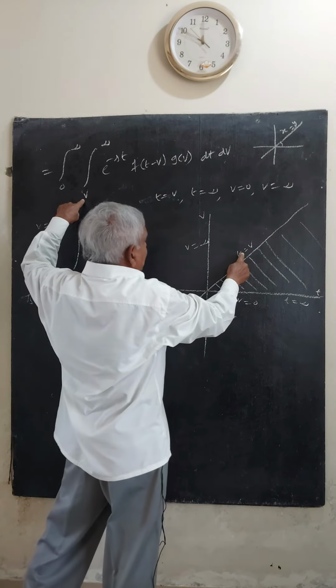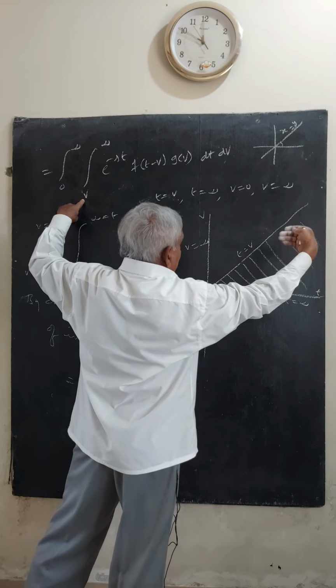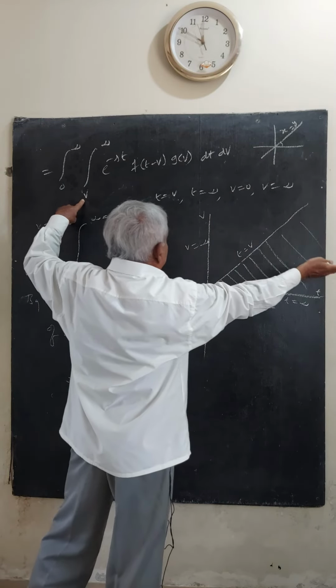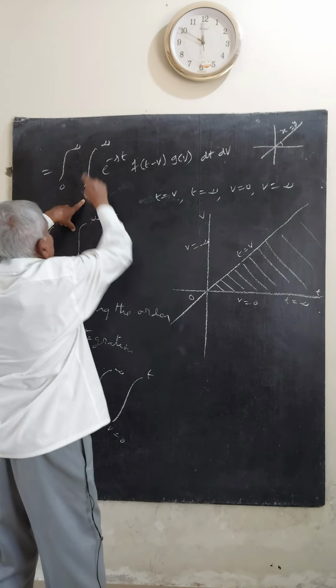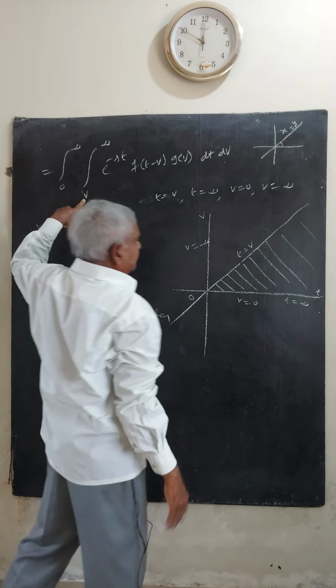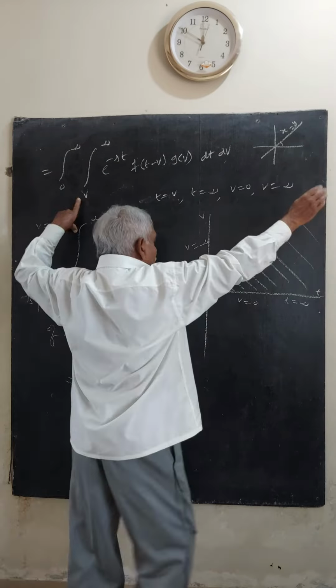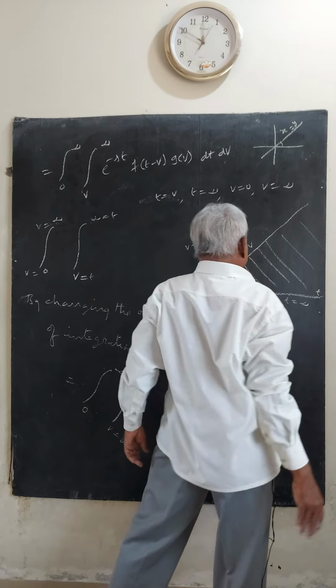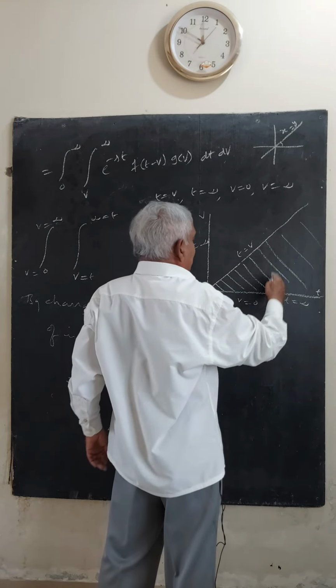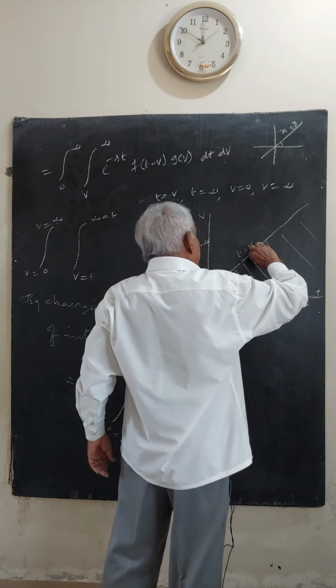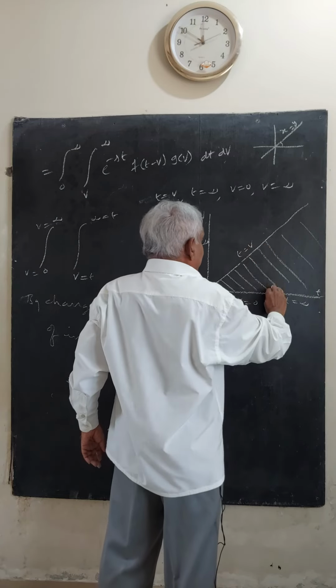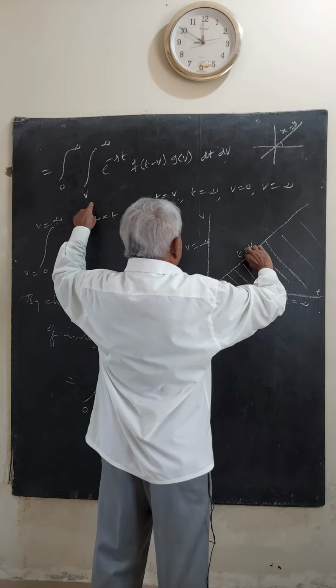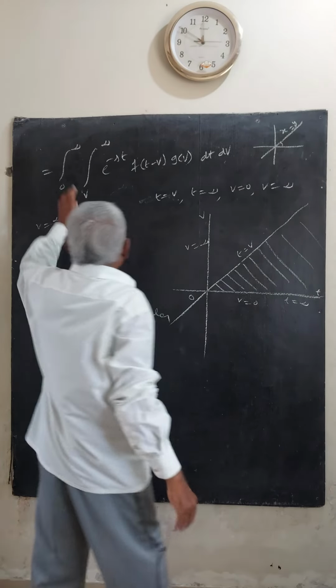And t equal to v, t equal to infinity. It goes up to infinity. The t is a curve. This is a curve, left to right. Left is t equal to v, and t is infinity.